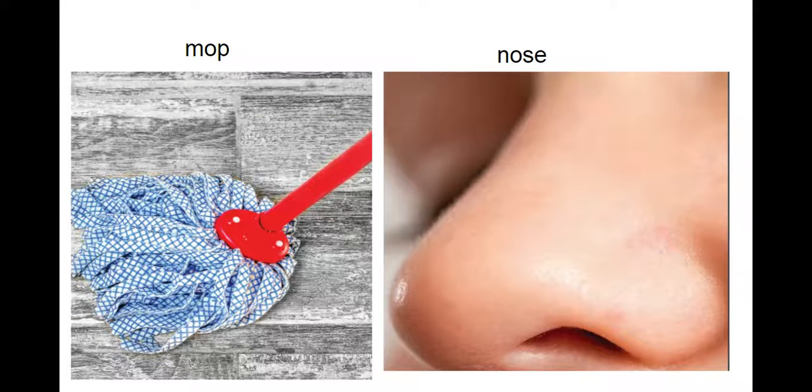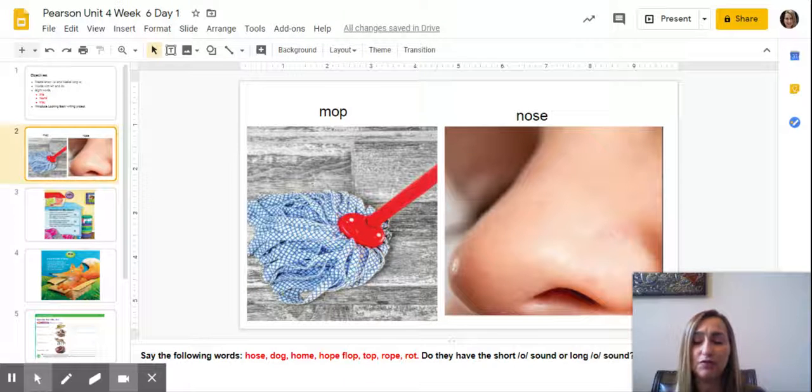So let's practice. Let me give you some words, and you tell me if you hear the short O sound, or the long O sound. These are the words. Hose, hose. The next word is dog, dog. Then we have home, home. What O sound do you hear? We have hope, hope. Top, top. Rope, rope. Rot, rot.